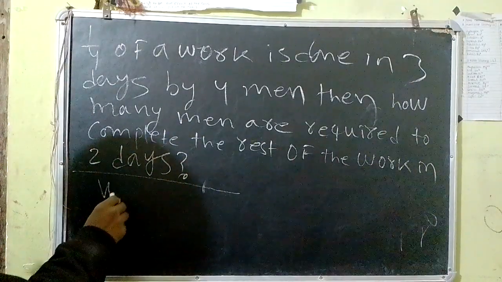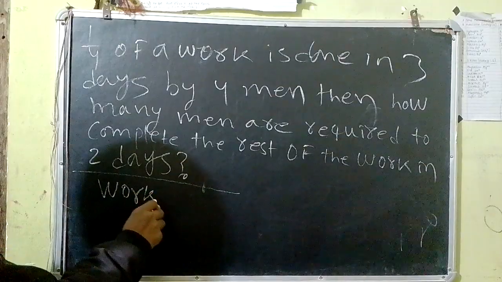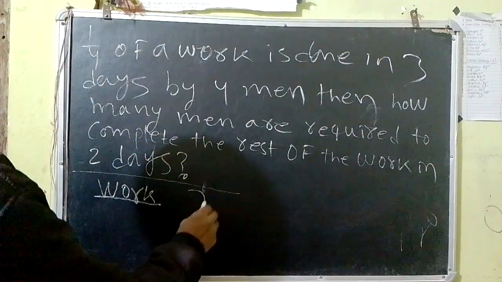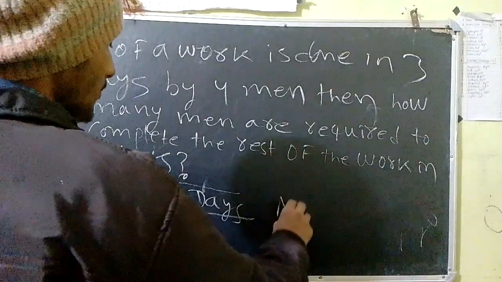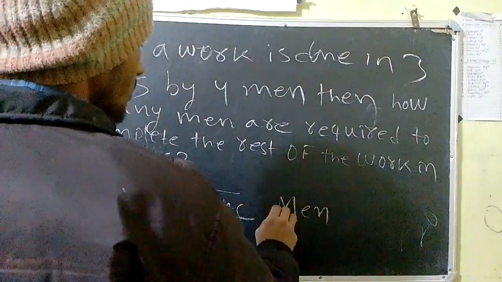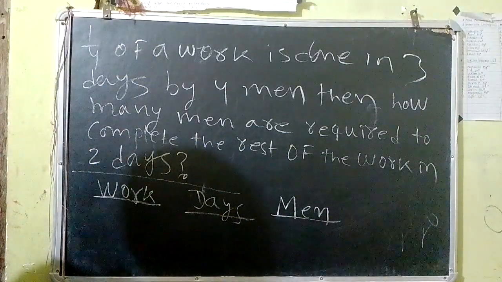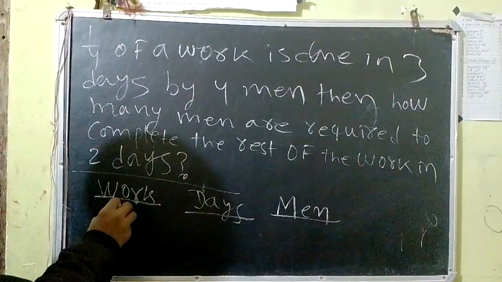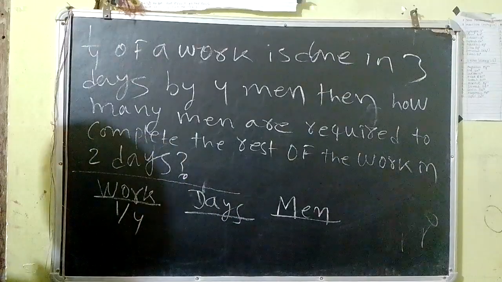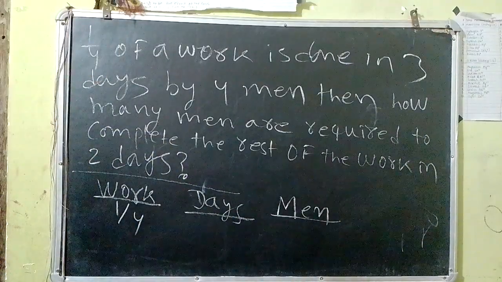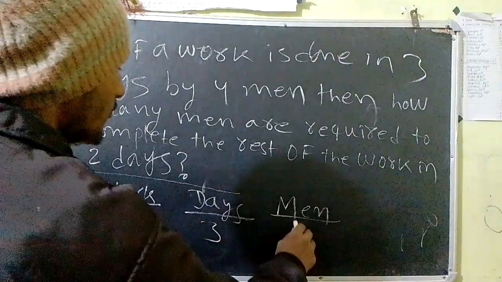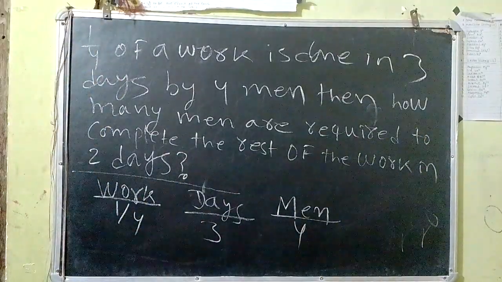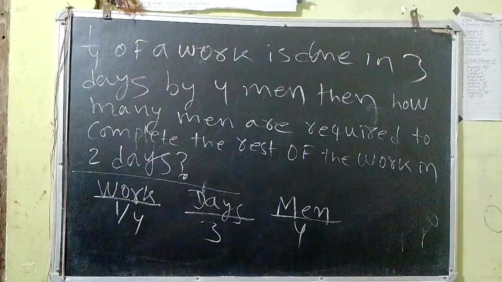There is a work, some portion of the work is given. There is work, there are days, there are men required to complete the work in the specified number of days. So 1/4 of a work is done in 3 days by 4 men, alright? Then how many men are required to complete the rest of the work?